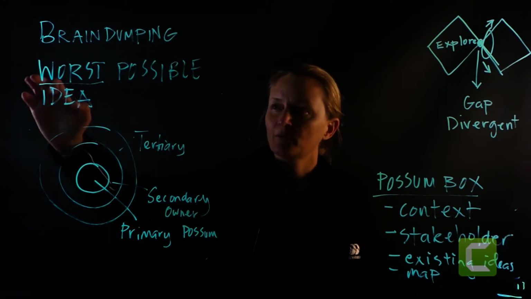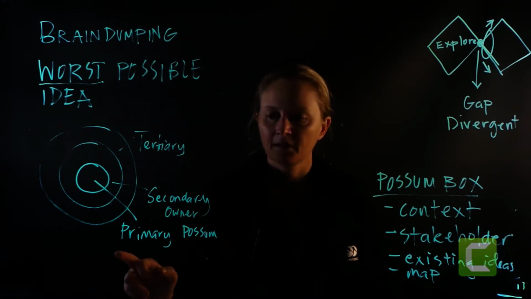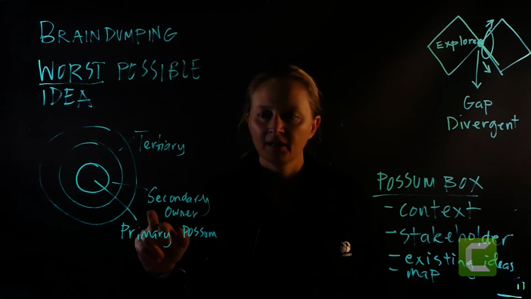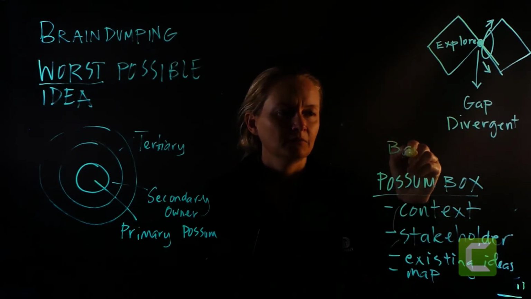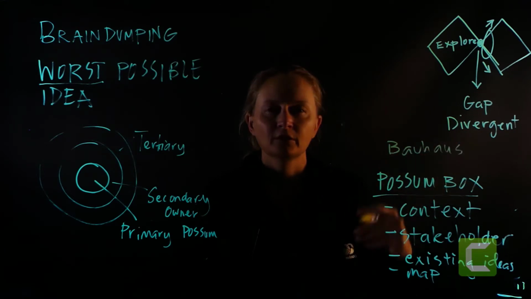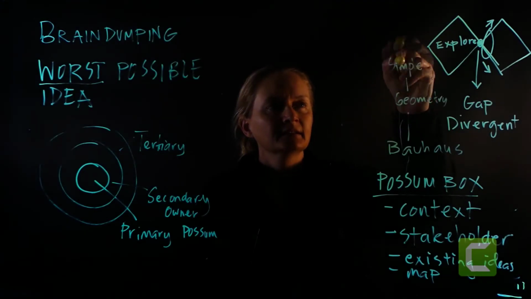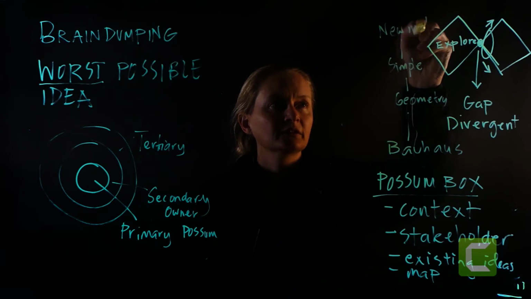And if we're thinking about worst possible ideas, we've done a brainstorming for the possum, but what about the worst possible ideas from the stakeholder? And remembering in this situation, our stakeholder loves Bauhaus. So principles of Bauhaus, the geometry, the simple lines, the new materials and technologies.